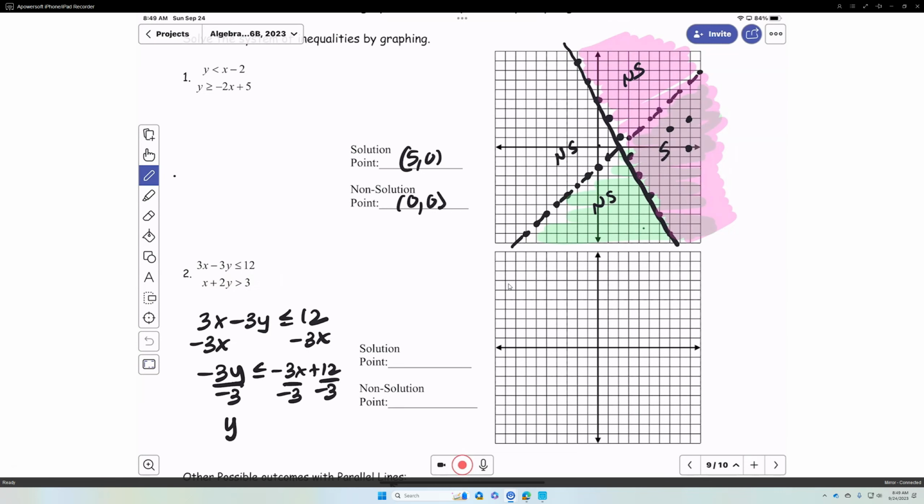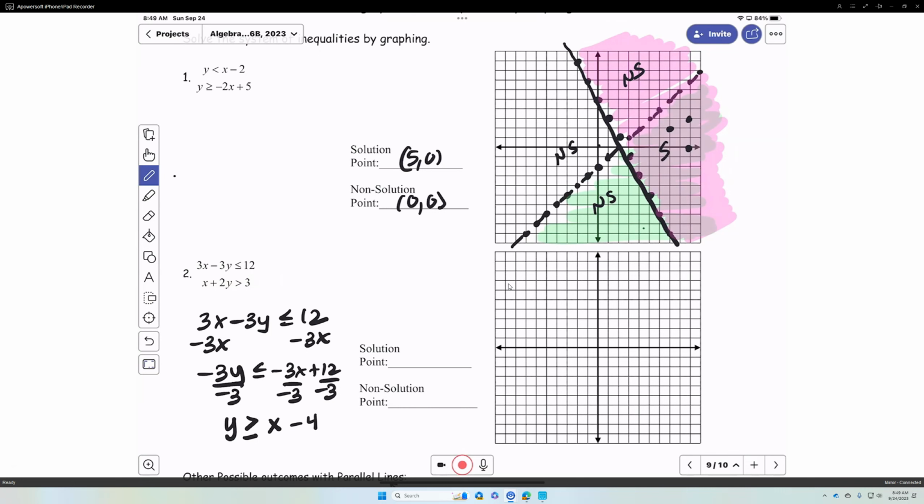So it's going to be y. This says less than or equal to. It's going to have to be greater than or equal to. Negative 3 divided by negative 3, that's going to be x. And then 12 divided by negative 3 gives you negative 4.